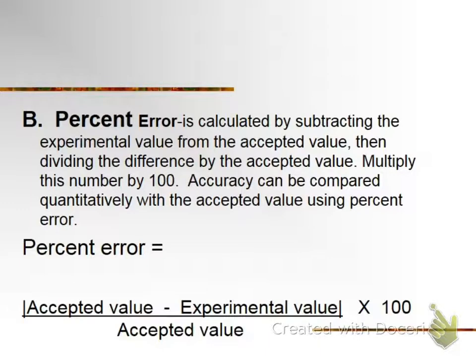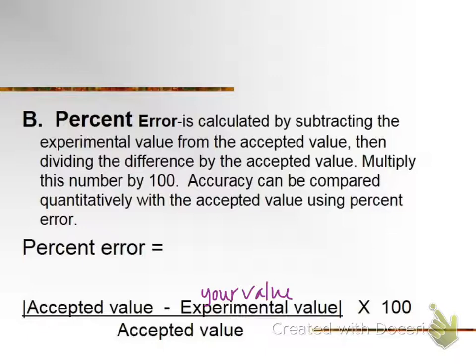Okay. So this value right here, accepted value, is the correct value. What is published? The accepted value is what's published, what I would give you. The experimental value is what you would get. So this would be your value when you did the lab.